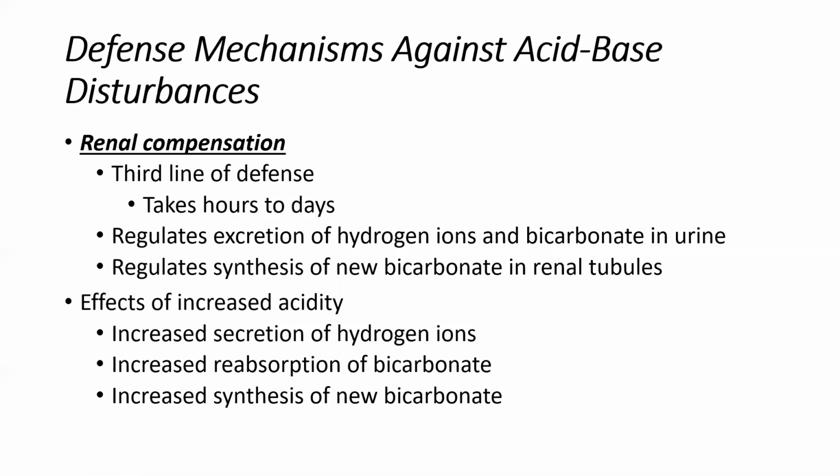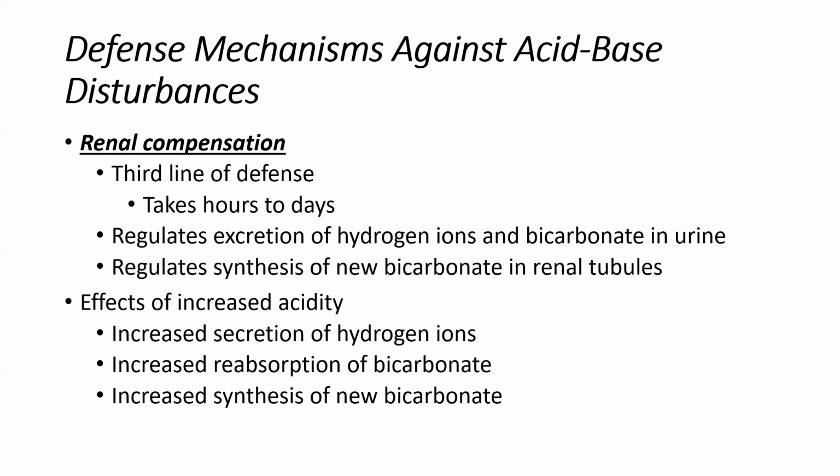Excuse me. So the renal tubular cells have the ability to generate or synthesize new bicarbonate, as well as to reabsorb bicarbonate if the bicarbonate in the blood is low, or if there's an excess acidic state in the blood. So the effects of increased acidity are that the kidneys will increase the secretion of hydrogen ions, increase the reabsorption of bicarbonate, or increase the synthesis of new bicarbonate.